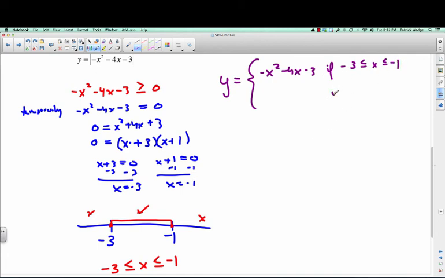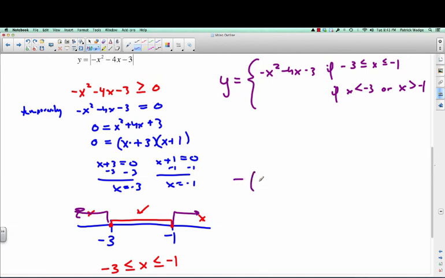But what if it's not between those? What if it's either down here, so that would be x is less than negative 3, or if it's up there. It can't be both. So, or if x is greater than negative 1. What happens then? Then it's not exactly what's inside the absolute value sign. It's going to be negative of that amount.